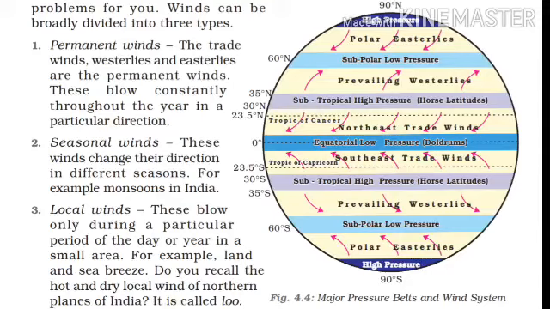Winds are named after the directions from which they blow. We should always remember: in the northern hemisphere, the trade winds blow from the northeast and are known as the northeast trade winds. And in the southern hemisphere they blow from the southeast and are known as the southeast trade winds. The trade winds blow with great regularity.